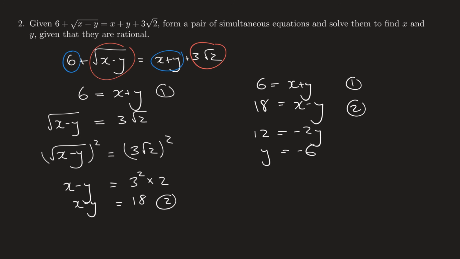We need to now find x using this. So substituting y equals negative 6 into equation 1, we will get 6 is equal to x plus y, but y is equal to negative 6, so x minus 6. And that tells us that x equals 12. And there you have it, our values of x and y. x equals 12, and y is equal to negative 6.